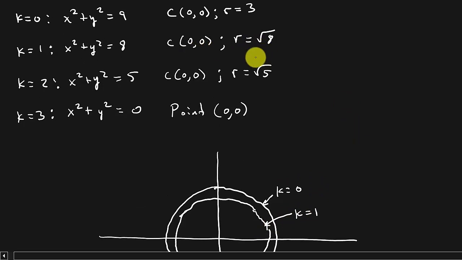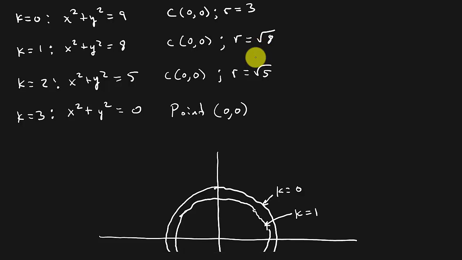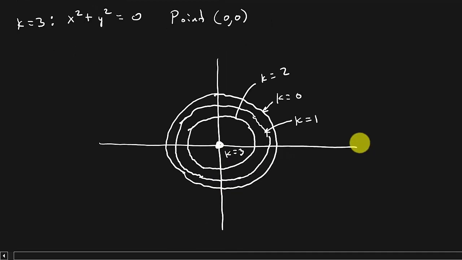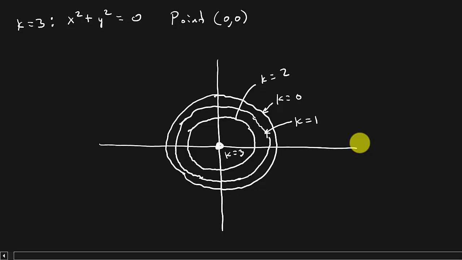Now the next one, I've got a radius of square root of 5. So if we do square root of 5, that's 2.2. So that'll come in a little bit more. So that's going to be about like right in here. All right, and this would be k equals 2, and then for k equals 3, we just got the point there. Right here, k equals 3. And that would be your level curves. Okay.